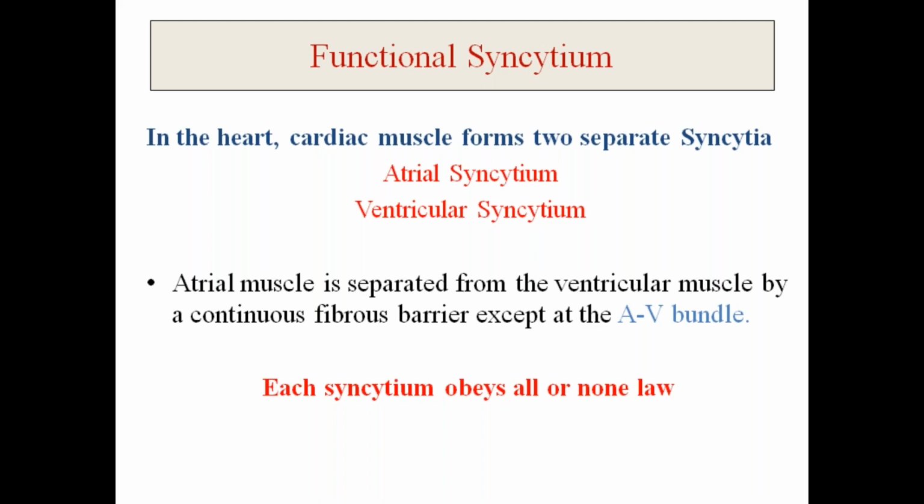That's why we say that in the heart, the cardiac muscle forms a syncytium. Atria and ventricles are separated because of the fibrous sheet. And the atria act as one syncytium and the ventricles act as another syncytium.